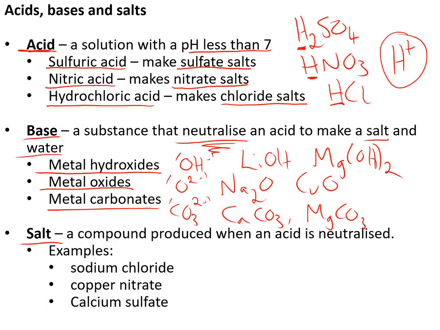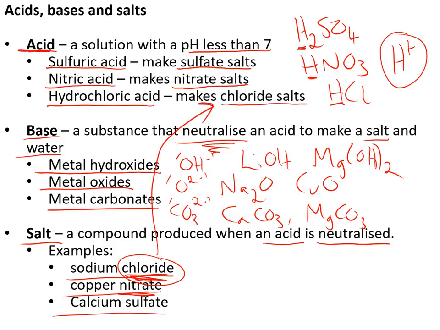And finally, a salt. A salt is a compound produced when an acid is neutralized by a base. So, for example, sodium chloride, copper nitrate, calcium sulfate. Now, look at this second part of the names of these salts. That tells you the acid they're made from. So a chloride must be made from hydrochloric acid, because we said they make chloride salts. A nitrate must be made from nitric acid, because nitric acid makes nitrate salts. And a sulfate must be made from sulfuric acid, because they make sulfate salts.